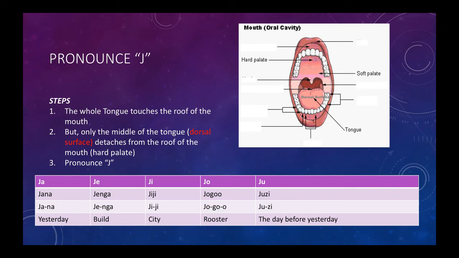For example, yana, yana means yesterday. Yenga, yenga means build. Yiji, yiji means city. Yogo, yogo means a rooster. Yuzi, yuzi means the day before yesterday.